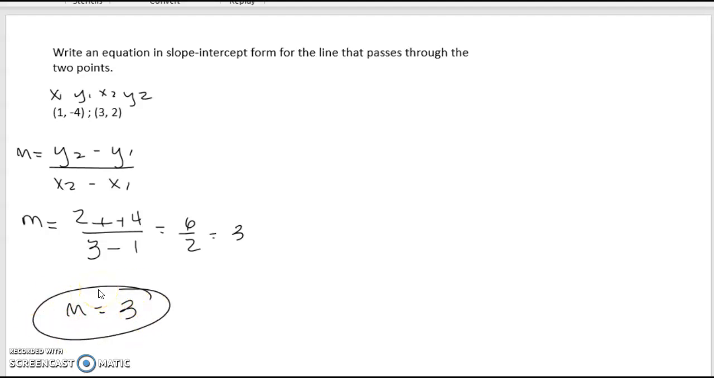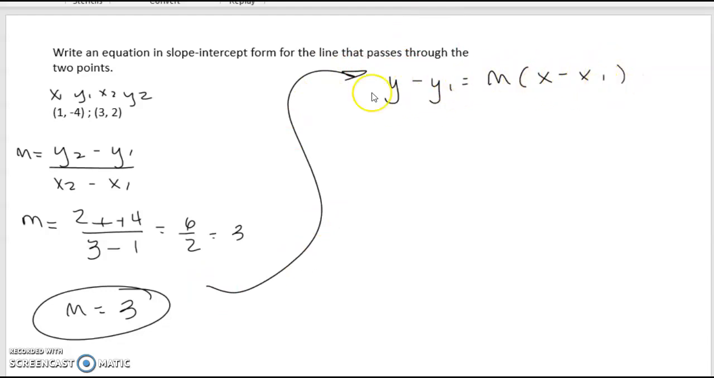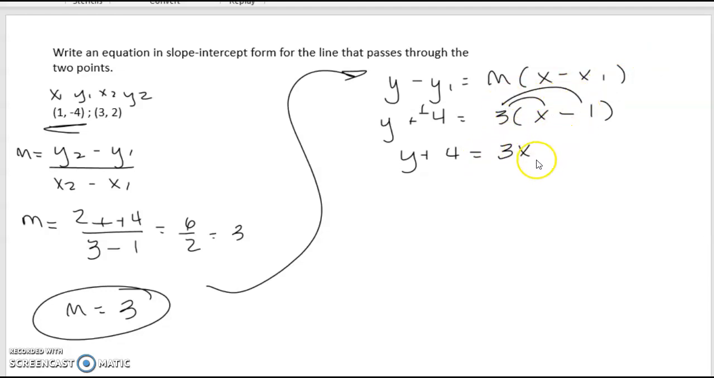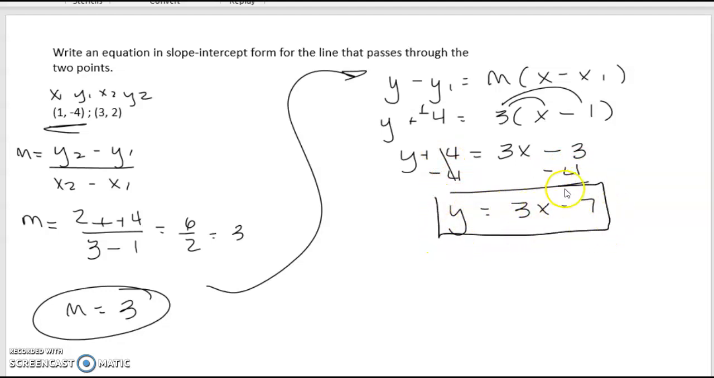So I found my slope. And I'm going to use this in my formula. And again, I like to just use my first ordered pair. So y minus a negative 4 equals 3 times x minus a 1. Minus a negative means plus a positive, so I have y plus a 4 over here. 3 times x gives me a 3x, and 3 times a negative 1 would give me a negative 3. Minus a 4 to both sides, so y equals 3x minus a 7.